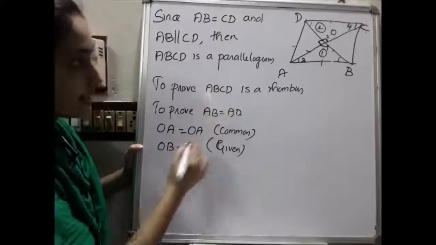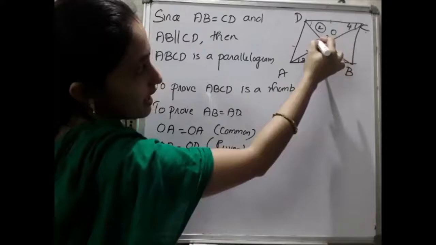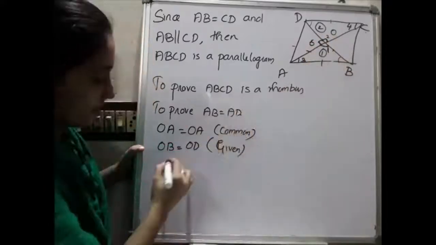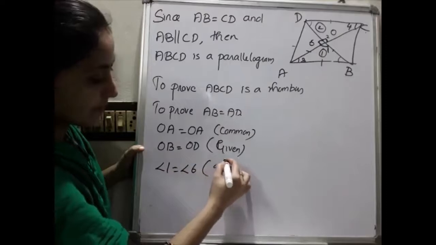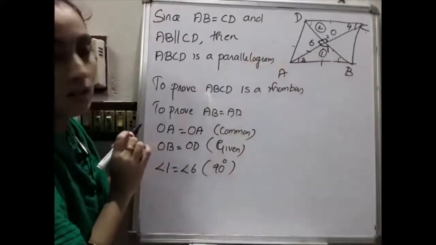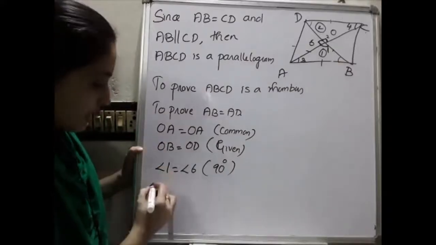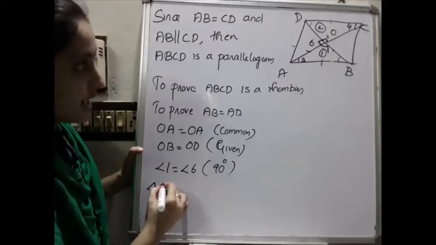So we can write angle 1, angle 2, angle 3, angle 4 already marked. Here already angle 1, and then I can write angle 6. So angle 1 is equal to angle 6. Reason is 90 degrees. So we can say two sides and one included angle. So by SAS congruence, what can we write?